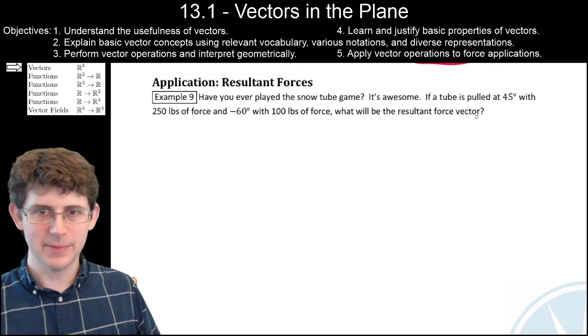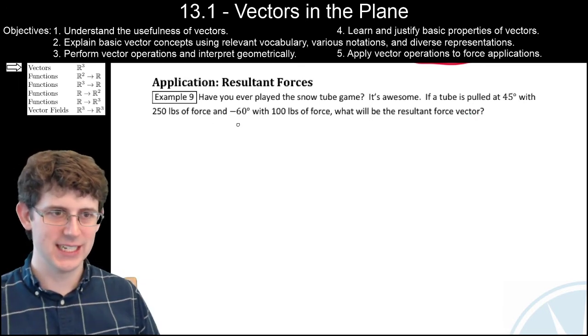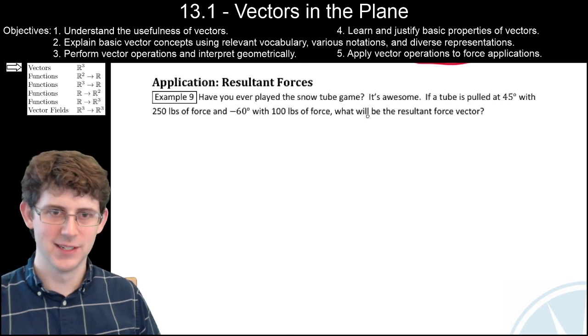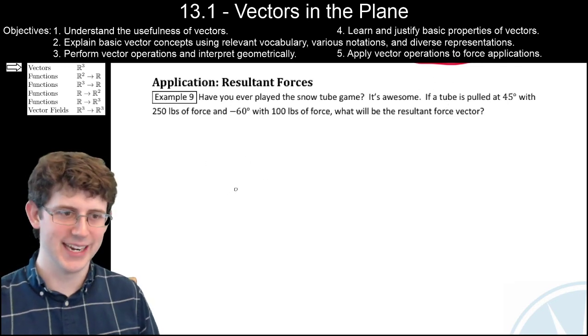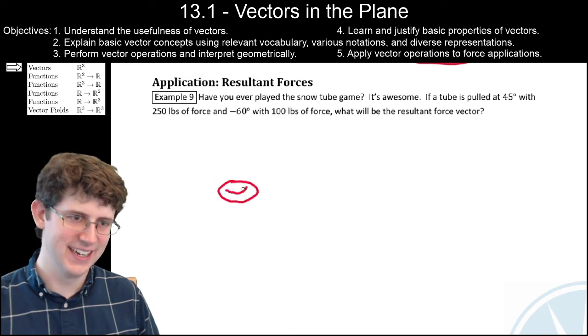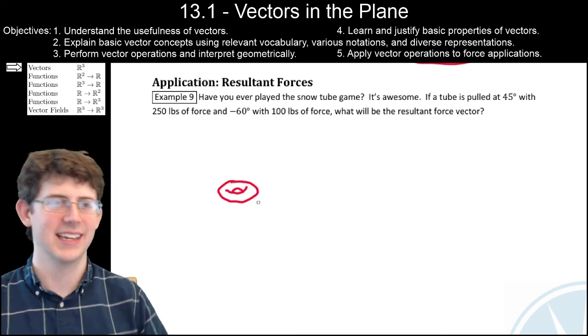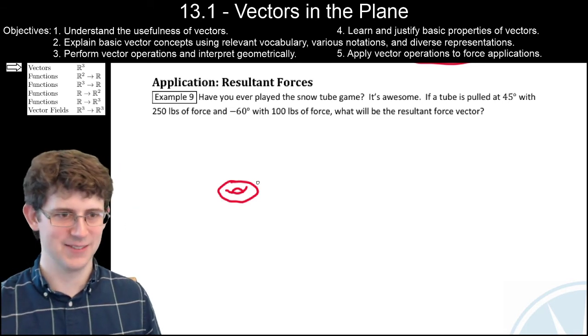If a tube is pulled at 45 degrees with 250 pounds of force and minus 60 degrees with 100 pounds of force, what is the resultant force vector? Okay, I don't know what's going on with the tube, I'm sorry. But let's say you've got some object. I guess it's probably an inner tube with a person sitting on it, maybe? Maybe that's what makes it fun.